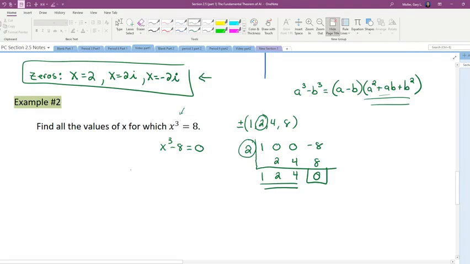So that confirms that 2 is a 0, and I also now know the rest of it. This is going to factor into x minus 2 times x squared plus 2x plus 4, which is exactly what the rule up here gives us. The a is simply x. The b is the cube root of 8, which is 2. So I have x squared plus 2x plus b squared, which is 4.